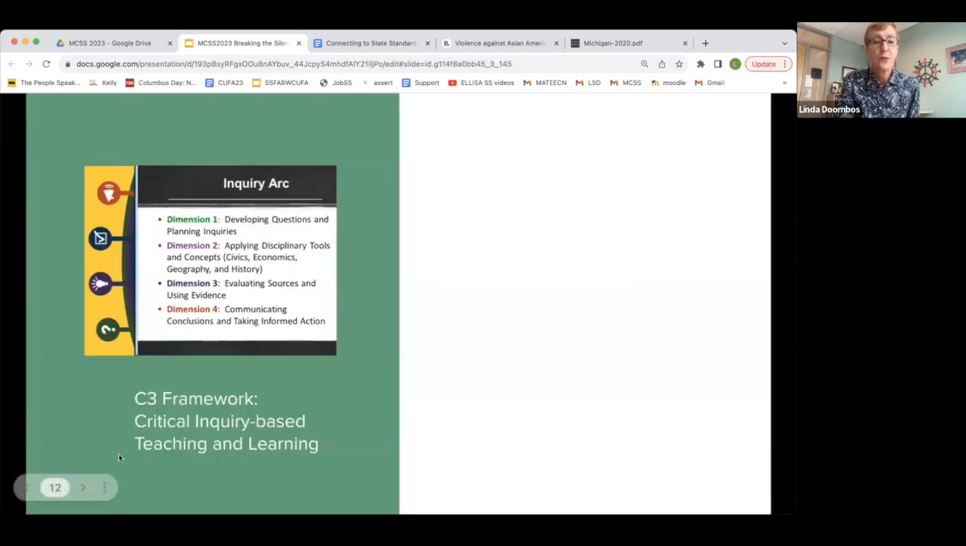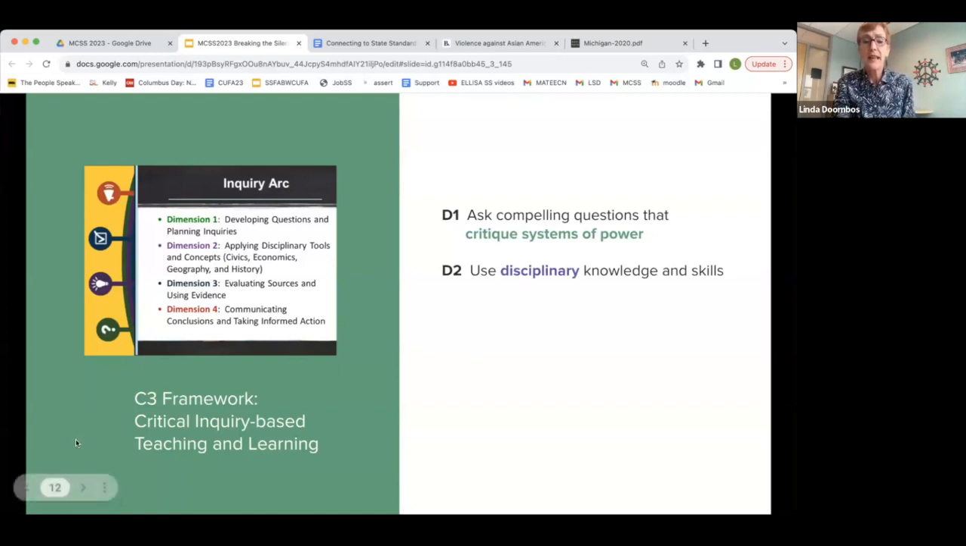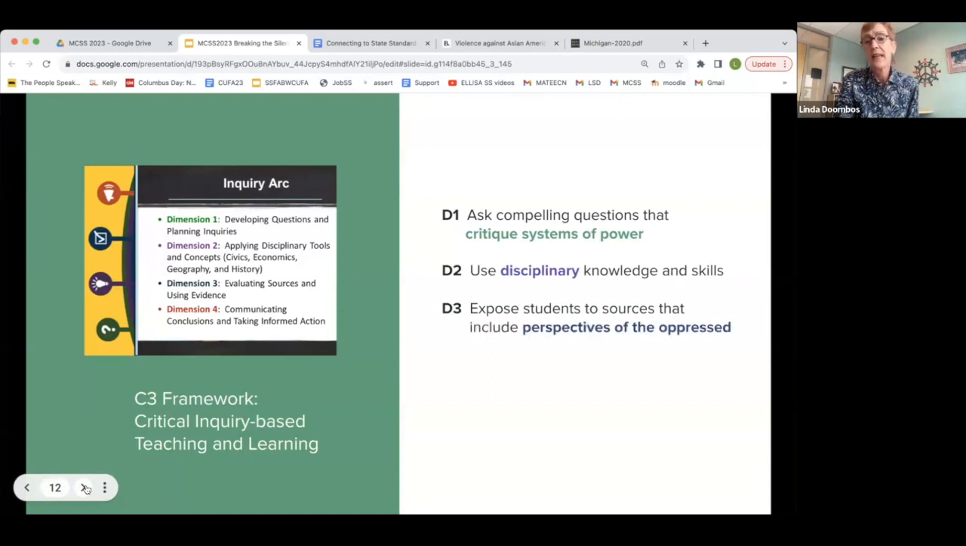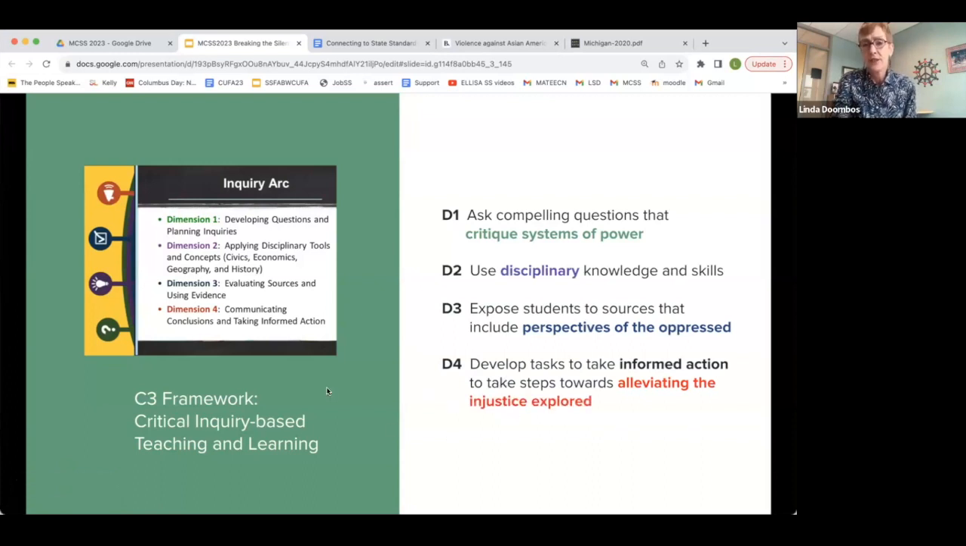And so what I will be doing is thinking about and showing you through the unit that I created, how do we ask compelling questions that critique systems of power, that use disciplinary knowledge and skills, expose students to sources that include perspectives of the oppressed, but also show the resistance and the joy in those cultures, and then develop tasks to take informed action so they can be part of speaking into that abuse of power and alleviate the injustices that they've actually explored in age-appropriate ways. That's also taken from Crowley and King.